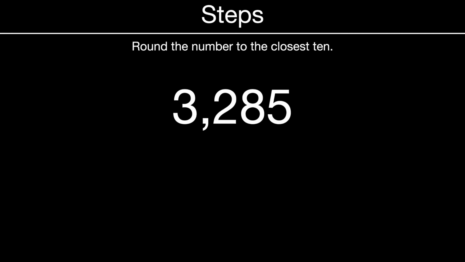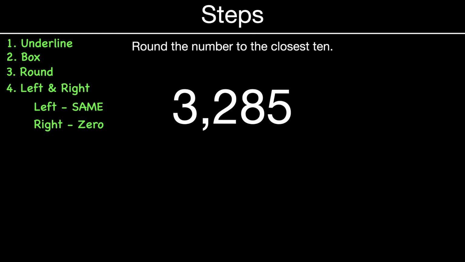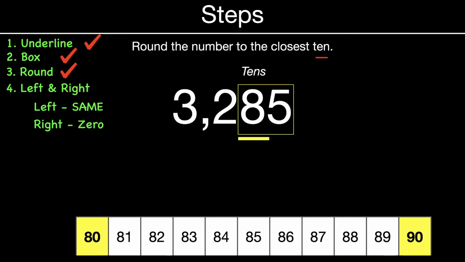Okay, let's talk about steps. Directions: round the number to the closest 10. The first step is to underline, box, round, left and right. And remember, left will stay the same and right will be 0. So let's look at one together. Let's underline. Which digit do we underline? Well, the direction says the 10, so that would be the 8. Then we box, so we have 85. Next, we're going to round, and we're using a rounding chart today. 85 is going to round up to 90 because of the 5 rule.